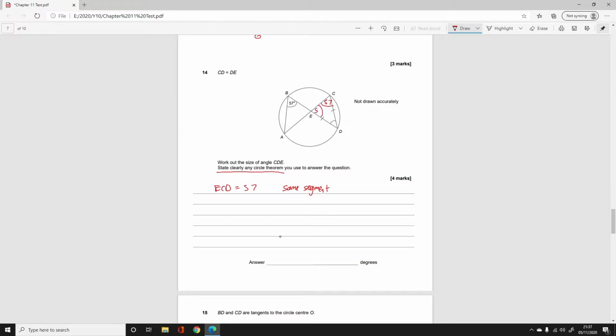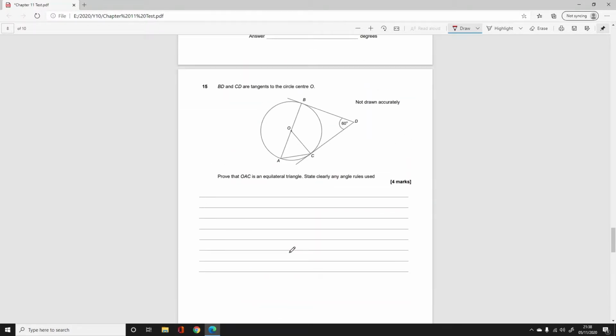We can also say that this is 57 as well, because it is an isosceles triangle, and that's how isosceles works. We know it's isosceles because of the lines on the lines. And then lastly, to actually get CDE, we can take those away from 180 and get that it is 66 degrees, and the reason for that is simply that you have a triangle there, and triangles add up to 180 degrees.